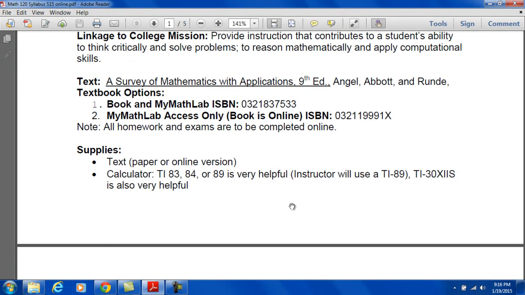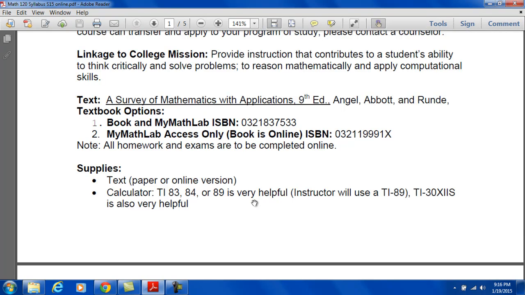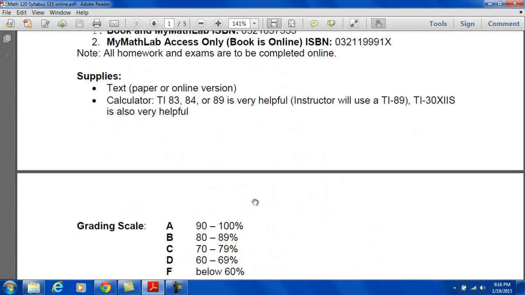The textbook we use is A Survey of Mathematics with Applications, 9th edition. You can get the book and My Math Lab, and there's the ISBN, or you can just get the My Math Lab access that has a book online already. So all homework and exams are to be completed online. Okay, you need to have the textbook, paper or online version. I would recommend a calculator, a TI 83, 84, or 89. I like to use the TI 89, and the TI 30X2S is also very helpful. And that's also very inexpensive. It's like $10, $15, depends where you buy it.